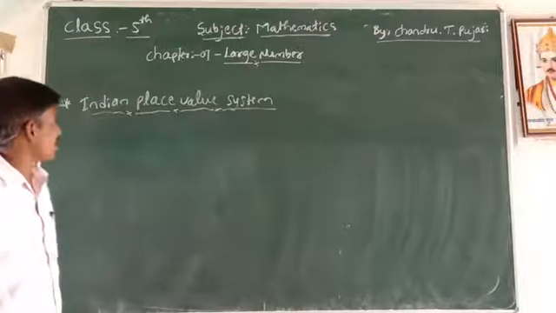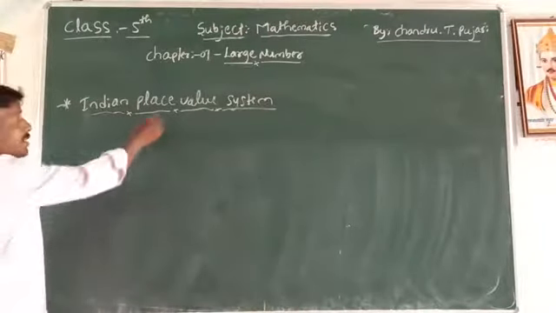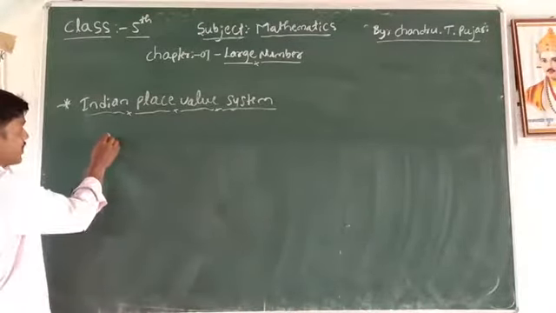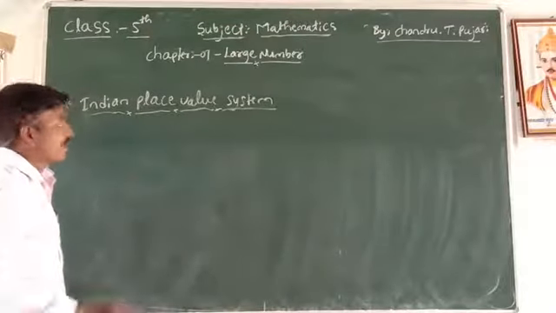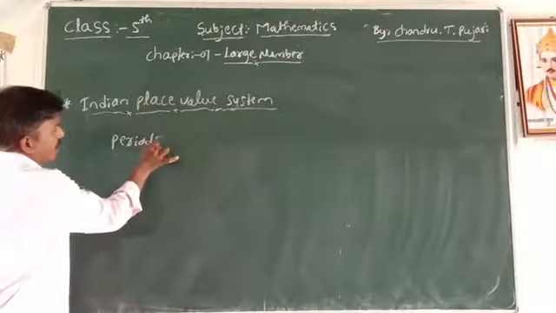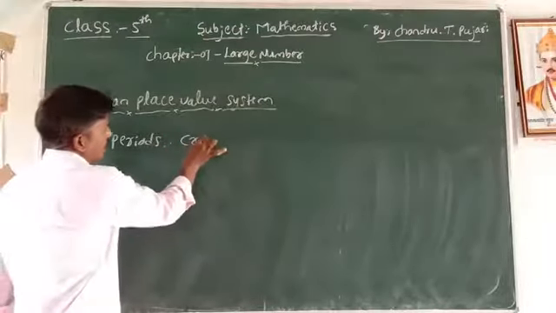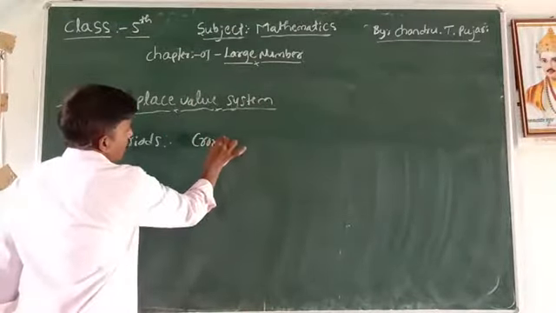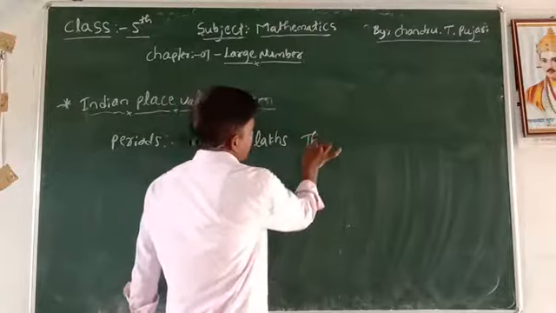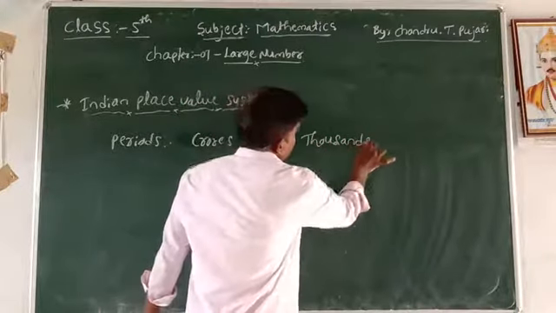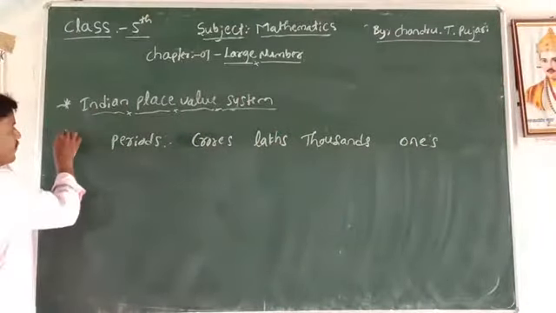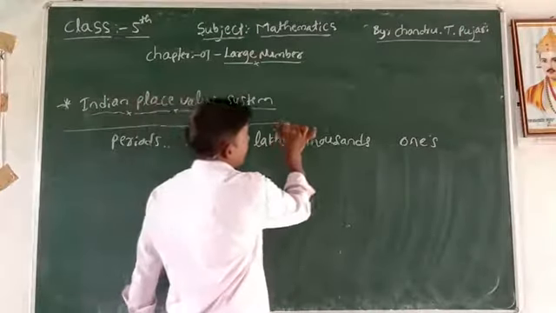Dear students, what is the meaning of the Indian place value system? In the place value system, periods are here. There are 4 periods in the Indian system. The first period is crores, the next one is lakhs, the next one is thousands, the last one is ones. There are 4 periods in the Indian number system.